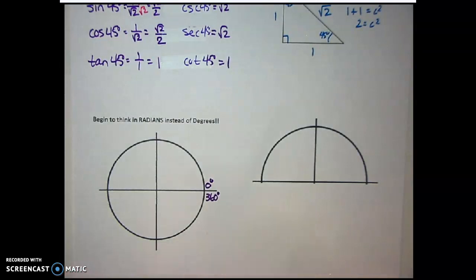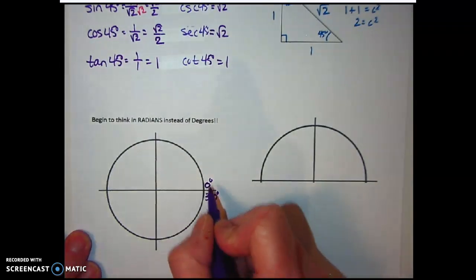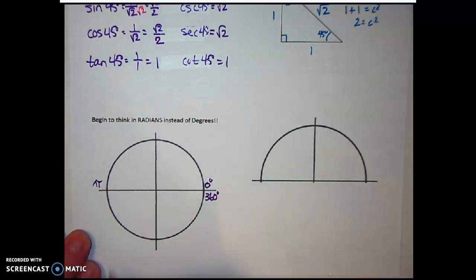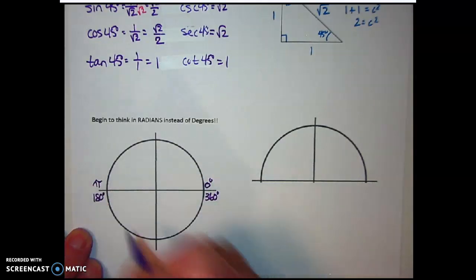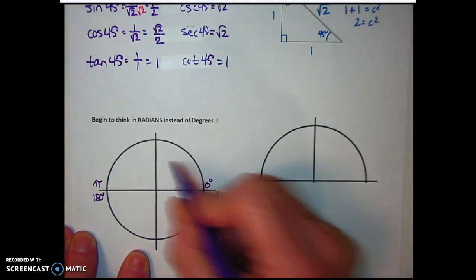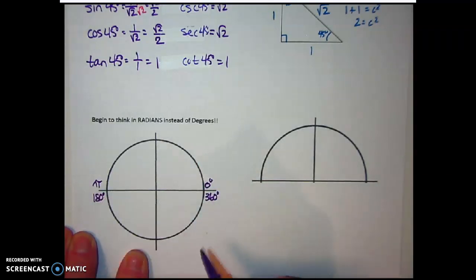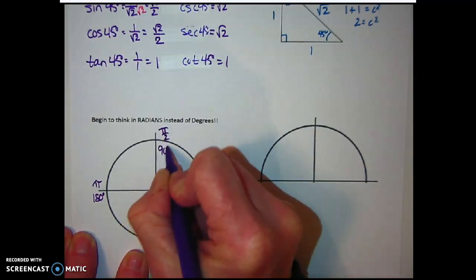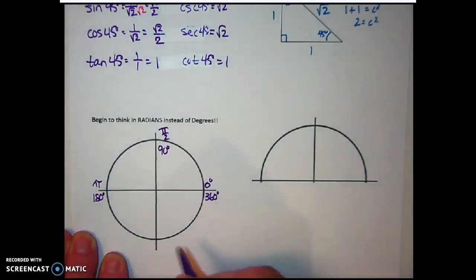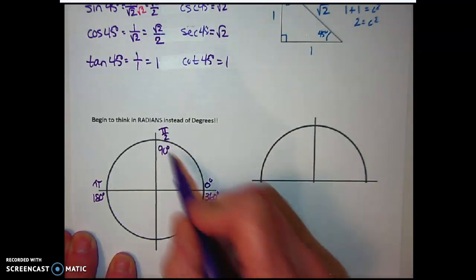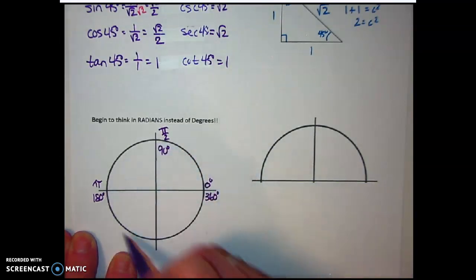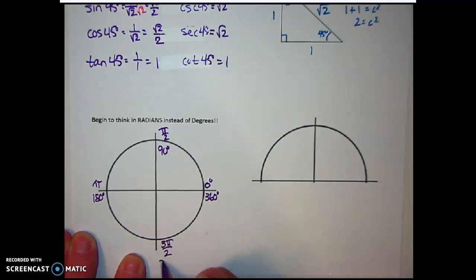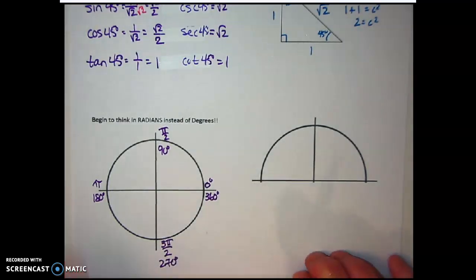So again, remembering the animation that we saw yesterday, if I go halfway around, this is pi radians, which is 180 degrees. If I go 1/4 of the way around, I'm going to have pi over 2, or 90 degrees. And if I go 3/4 of the way around, this is 3 pi over 2, or 270 degrees. So those are the ones we talked about yesterday.